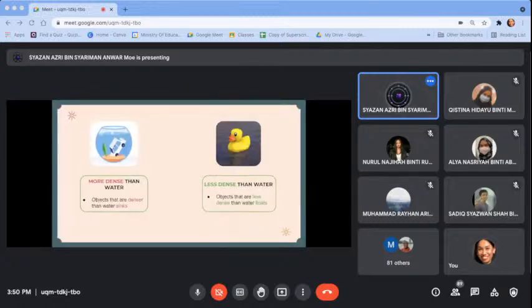So here we can see that objects that are more dense than water will sink. Objects that are denser than water sink. Objek yang lebih tumpat daripada air akan tenggelam. Objek yang kurang tumpat, or less dense than water, will float.